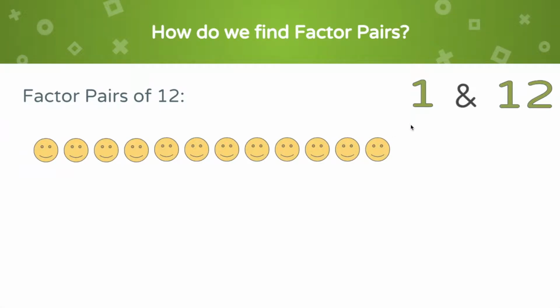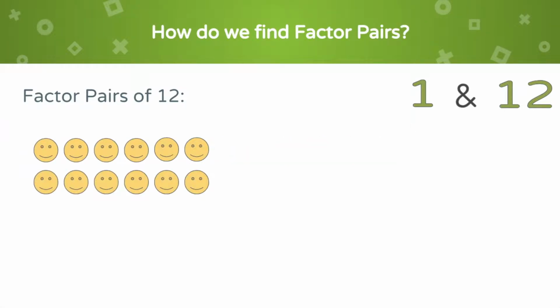We tried having one line, so now let's try 2 groups or 2 lines. When we have 2 lines, we see that there's 6 in each line. So we know that 2 and 6 also go together. You could also flip it around and say you have 6 groups of 2: 1 group of 2, 2 groups of 2, 3, 4, 5, and 6. Either way, 2 and 6 go together. So we have 2 factor pairs so far, 1 and 12 and 2 and 6.